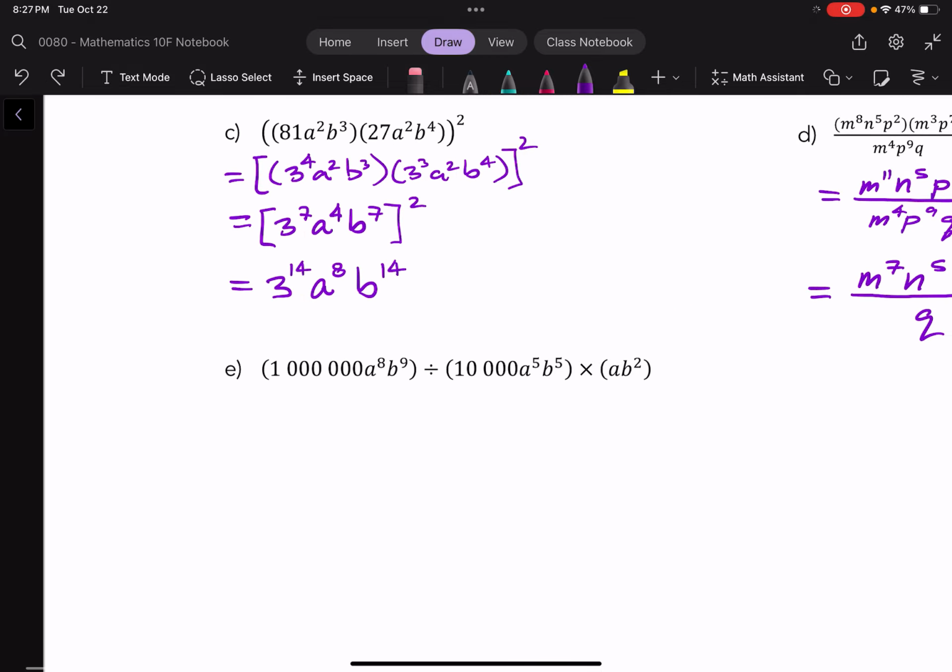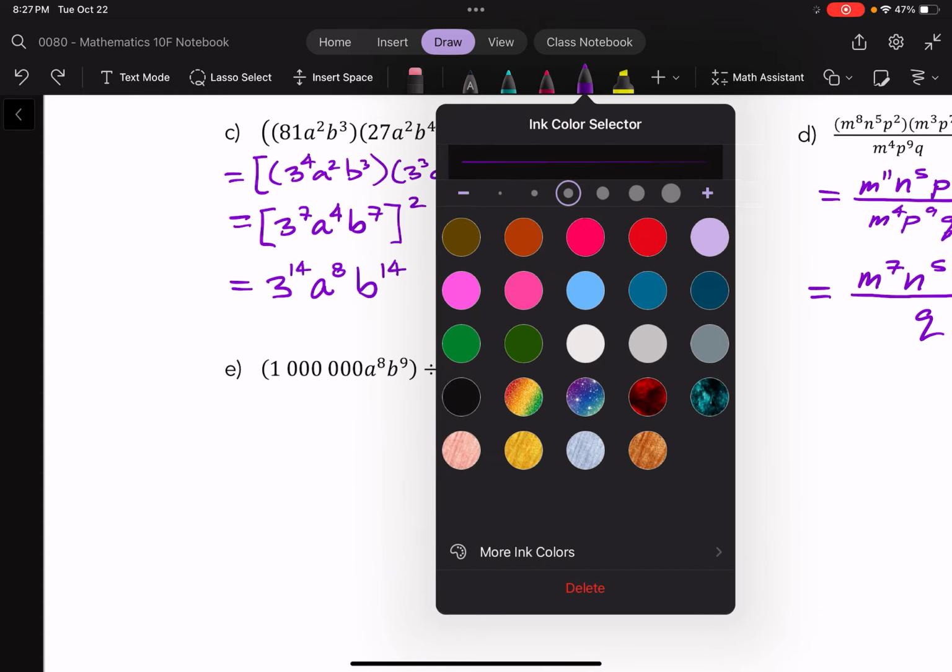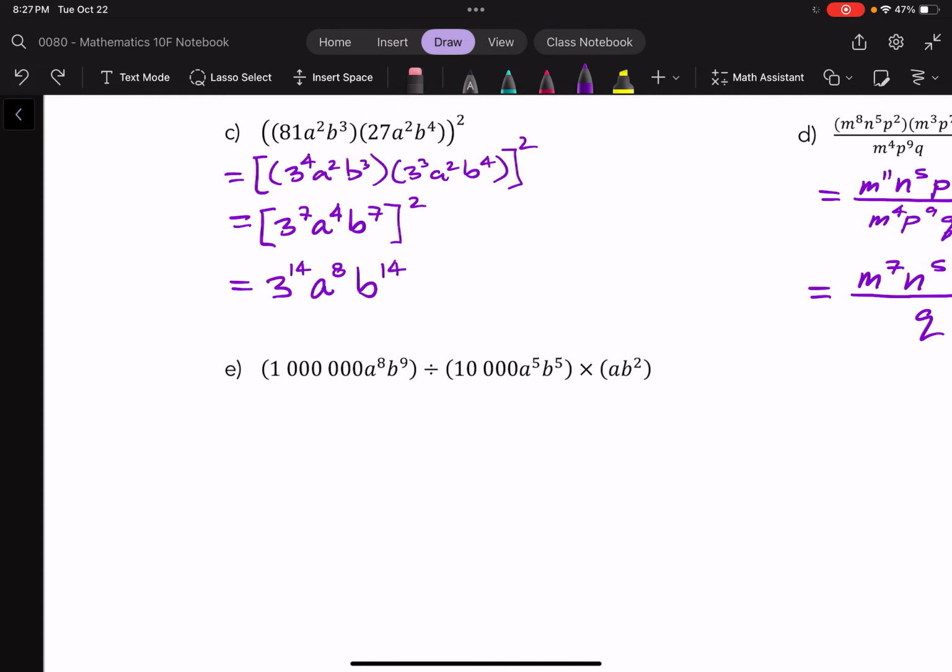Example E. Whoa! It's a lot of zeros. It's all right. This is all super manageable because if I see a 1 followed by a bunch of zeros, it's got to be 10 to the power of something. Okay, there's some division and some multiplication going on. But let's just figure out these powers of 10. This first thing here is 10 to the power of, I'm going to count the zeros, that's 1, 2, 3, 4, 5, 6 of them. So this is 10 to the power of 6.